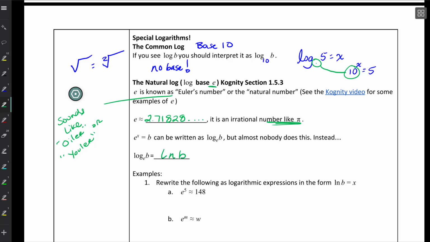ln of b. Okay, and this is, again, the letters ln, so we pronounce it as ln of b. Okay, so why is it ln? Why not nl for natural logarithm?